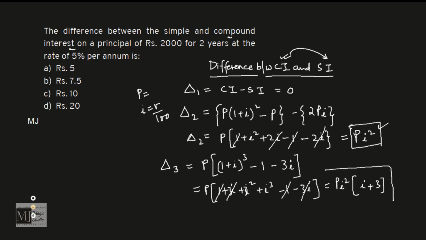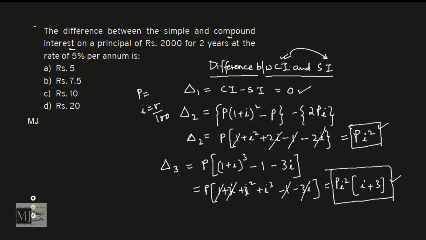Now, this should be remembered as a formula. These are the three things which work basically in aptitude CI SI difference type of questions. For first year, difference between CI and SI is 0. For 2 years, difference between CI and SI, obviously CI would be greater than SI, is Pi square. And for 3 years, if they have asked, we will use the formula Pi square into i plus 3, where i is equal to R by 100.